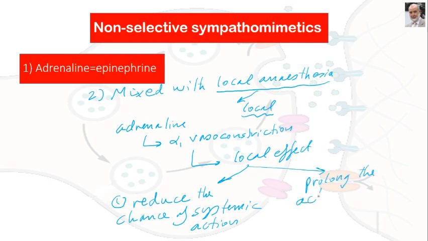The second goal is to prolong the action of the local anesthetic, because the local anesthetic will not be absorbed, it will stay at the site of administration, and its action will be prolonged. Okay, so this is the second very important use of adrenaline. It is mixed with local anesthetic to produce local vasoconstriction. Therefore, it will decrease the absorption of local anesthetic, so it will have no systemic action, and we will have a prolonged duration of action of the local anesthetic.